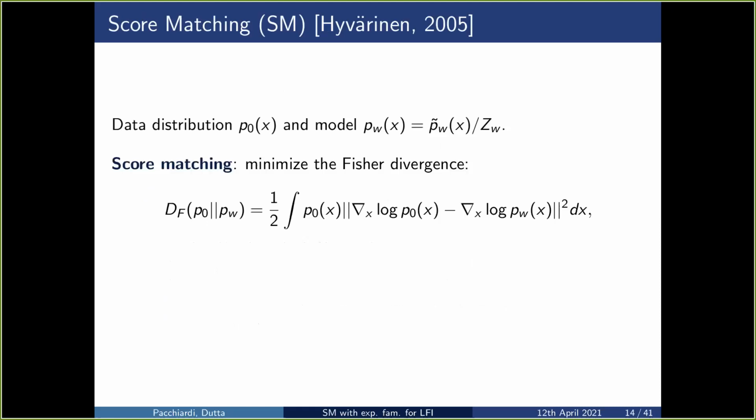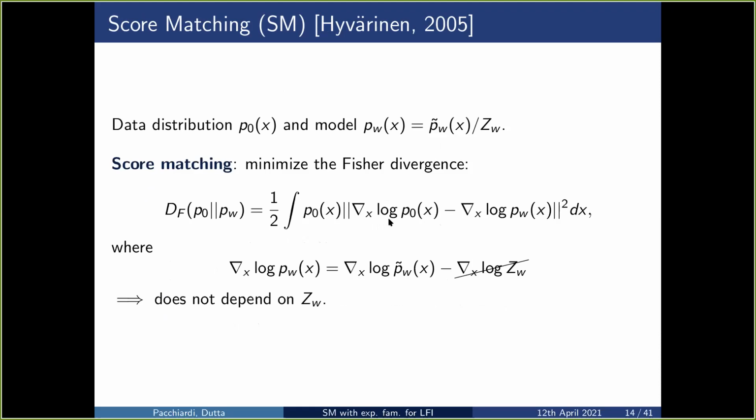What does score matching do? Score matching uses a divergence called Fisher divergence, defined between P_0 and P_W, of this form. You can notice that we are considering the derivative with respect to x of log P_0(x) and log P_W(x), and we are measuring a distance between them. Because we take a derivative with respect to x, that cancels out Z_W, as it only depends on W. That was a clever trick, and these divergences do not depend on Z_W. There are a lot of new divergences people propose presently, but the basic idea is that you take a derivative with respect to x.